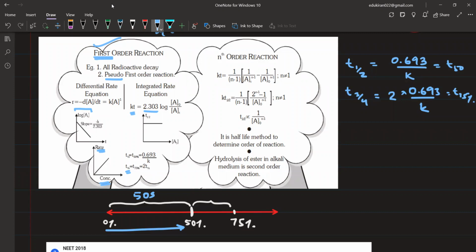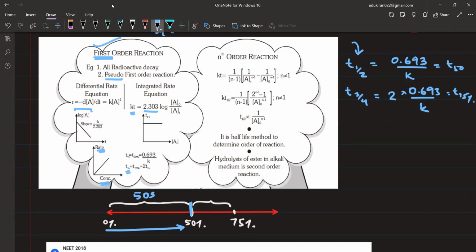50 seconds means 0 to 50%. Now, when you are in the 50%, the reaction does not care what the amount of reactant is in order to determine T half, because T half is independent of the reactant's concentration.